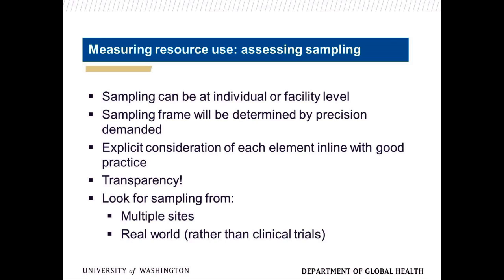So sampling can be at the individual facility level. Again, the sampling frame will be determined by the precision needed, by your budget, and by what you're integrating costs into. But whatever you do, just say what it is. We're okay with just about anything. Purposive sampling, we want to avoid opportunistic sampling, but purposive can look a little bit like opportunistic. But we want it to be clear what you did.